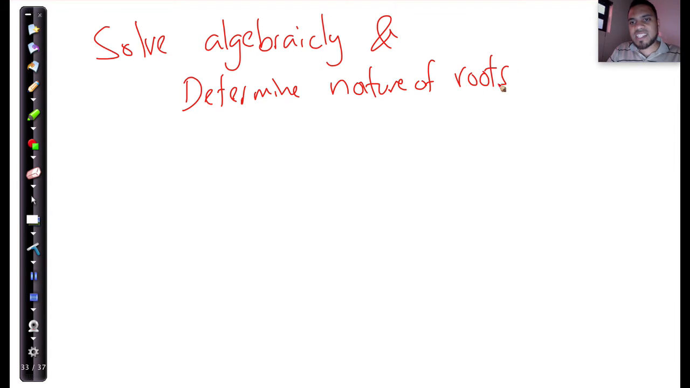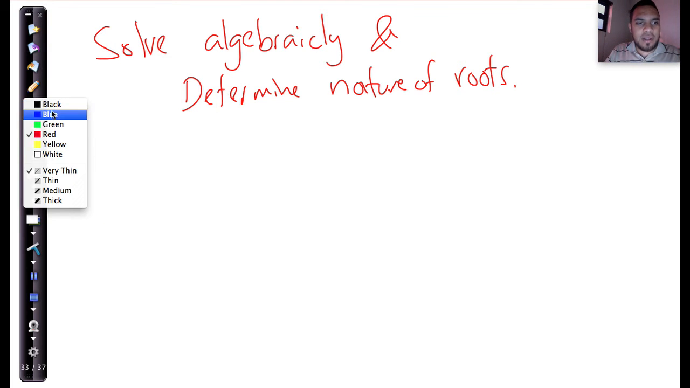Right. Now when I say nature of roots, all we want to know is, is it imaginary or is it real? Has it got two roots? In other words, does it touch the x-axis twice? Or does it cut the x-axis only once? That's when the turning point of the parabola lies on the x-axis. That's what we really want to know here.